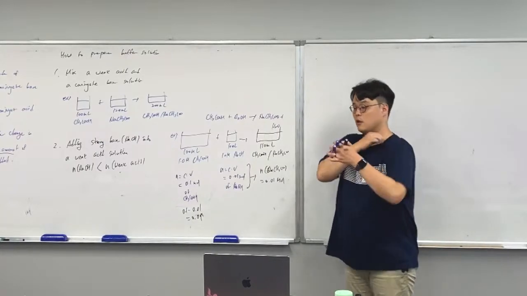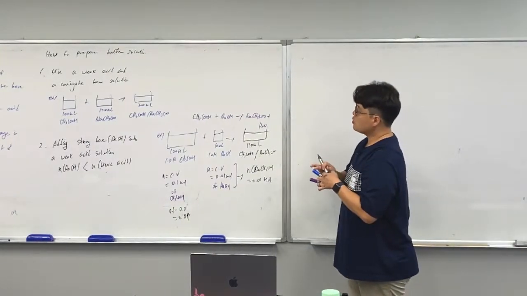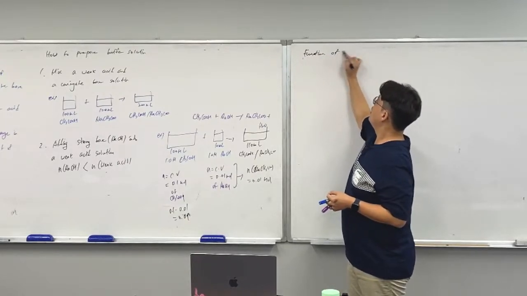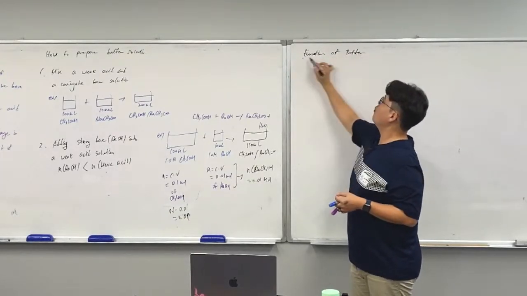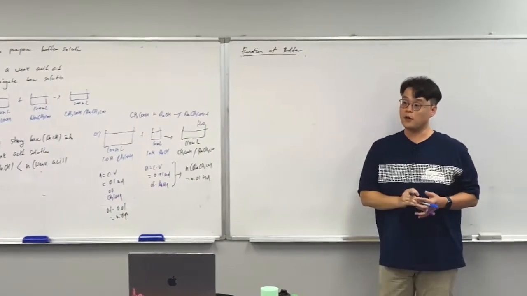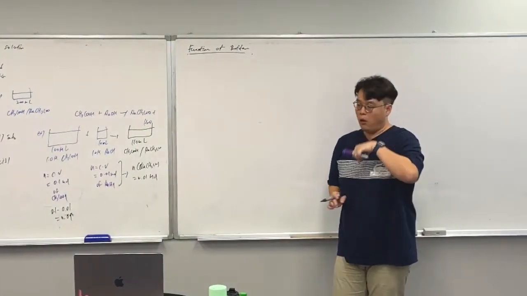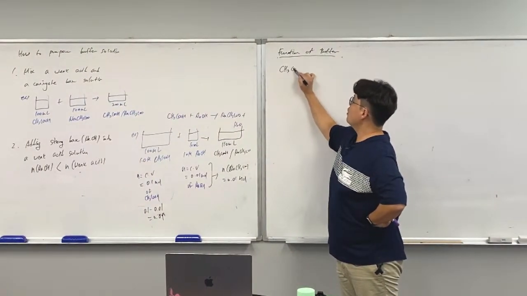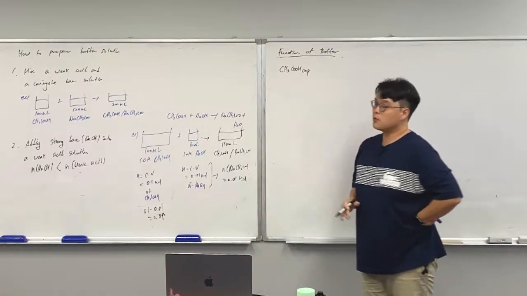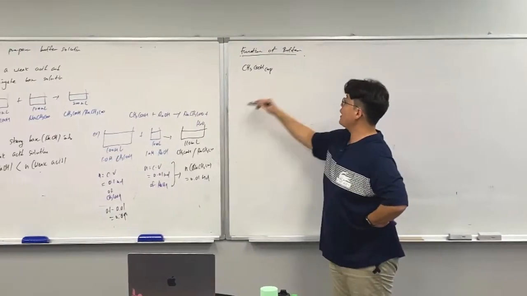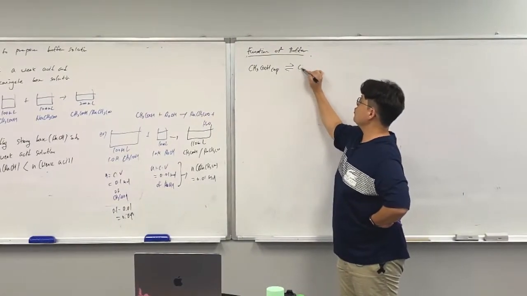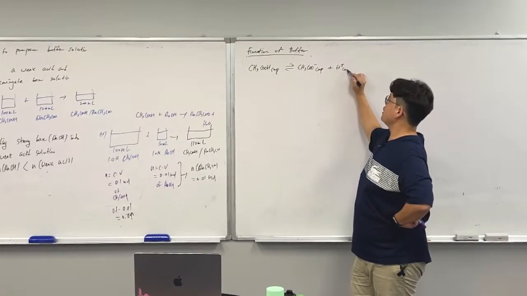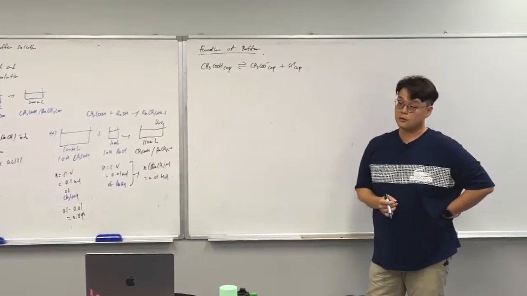Okay, now 3, you also need to know the function of the buffer. You probably have that in your homework, asking you about how the buffers function. For the buffer functioning, bring in CH3COOH. First of all, the reaction between acetic acid and sodium acetate would be something like this. We get the acetate aqueous plus hydrogen ion in terms of the net ion equation.